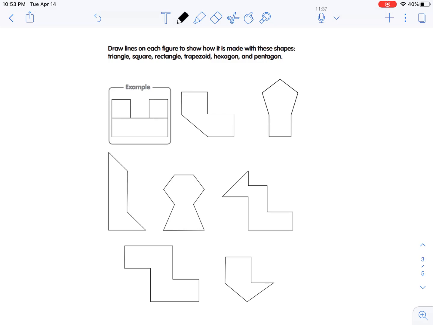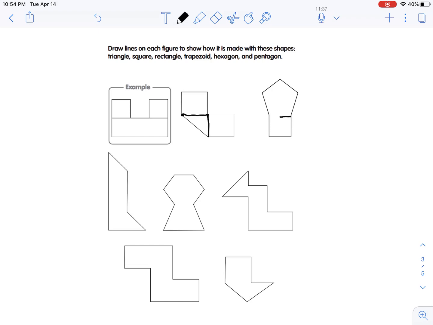All right, I see right here, I'm going to draw in a line. Now I have a square, and then I think I'm going to do one more right here. Oh, now I have 2 squares and a triangle. What did you do?